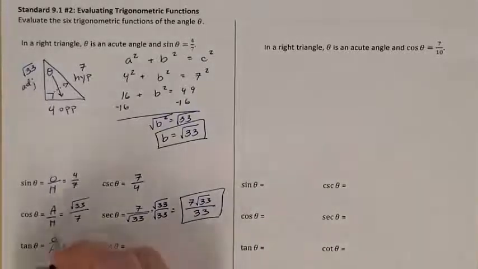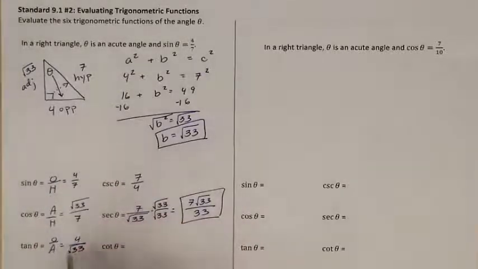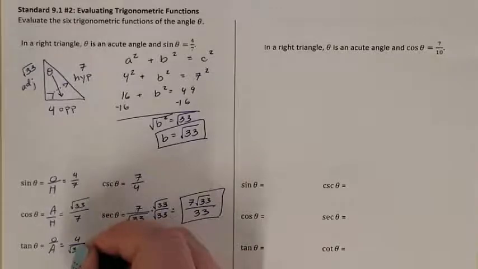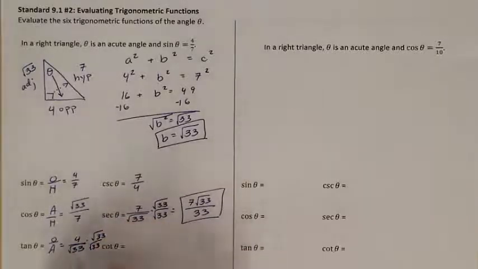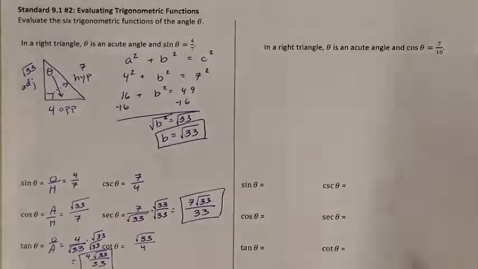Tangent is opposite. My opposite was 4 all over my adjacent, which is the square root of 33. This needs to be rationalized. So we need to multiply both sides by the square root of 33. So my answer is 4 square root of 33 all over 33 for my tangent. Well, before I rationalized it, if you took the reciprocal, it would have been square root of 33 over 4. So there's my 6 functions. Let's do the next one.